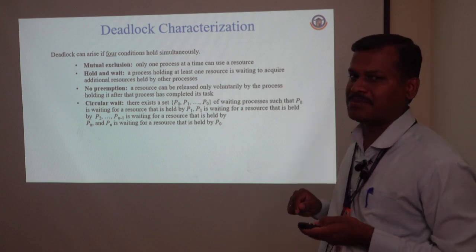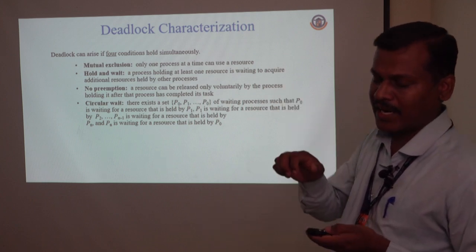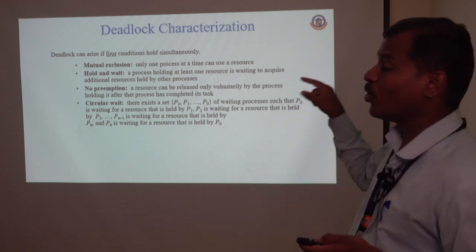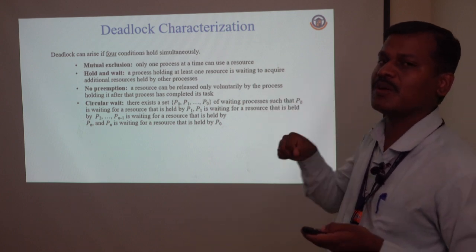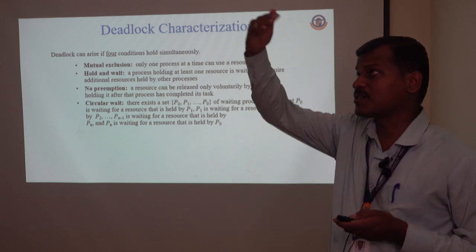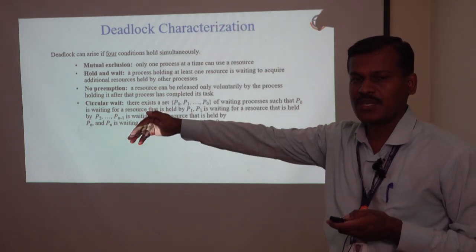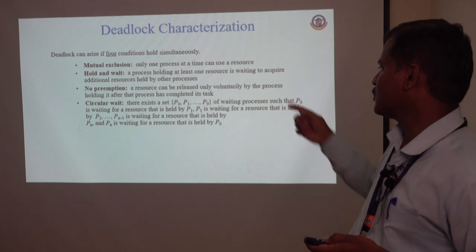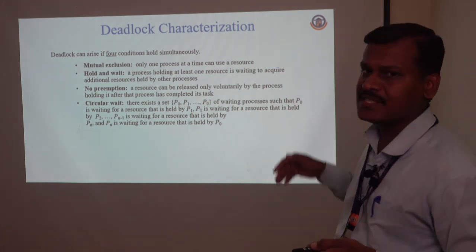Next one is no preemption. Without completing the operation, we cannot pull the resource away from the process. Preemption means we pull the resource from the process during the operation. Next, the circular wait condition. One process holds a resource, another process waits for that resource, another process holds a resource, and so on. That is the circular wait condition. We can see the diagram.